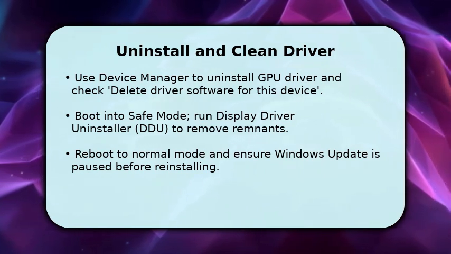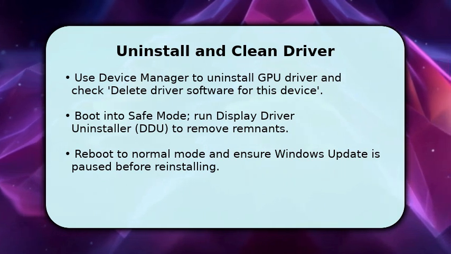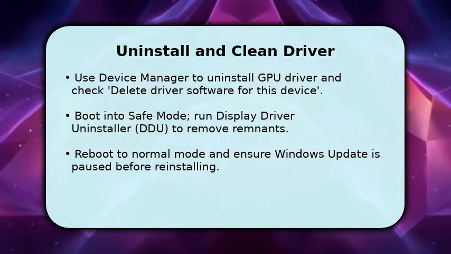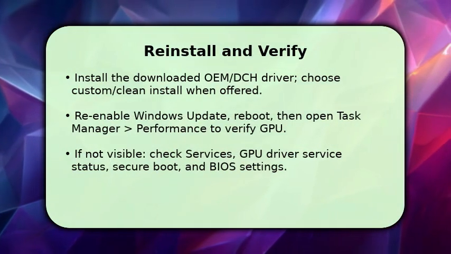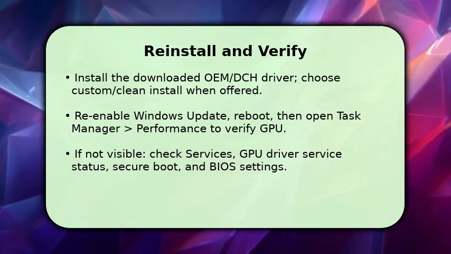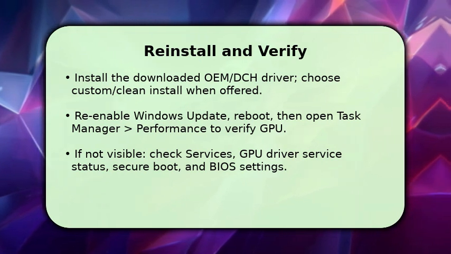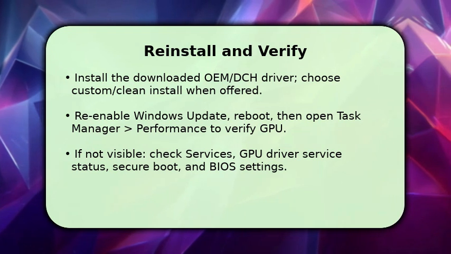generic driver. You do this because a clean slate ensures the new DCH driver installs correctly, and now install the OEM DCH driver you downloaded, selecting Custom or Clean Install to overwrite any lingering components. This installs the correct telemetry and WDDM interfaces Task Manager needs. After install, reboot and re-enable Windows Update so future fixes arrive.